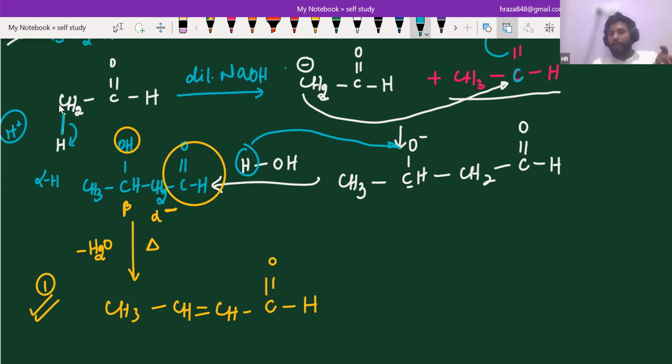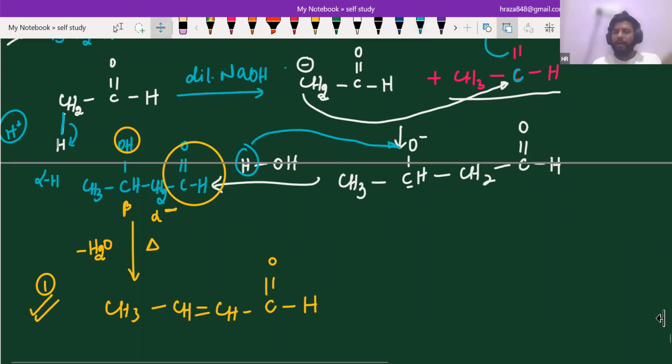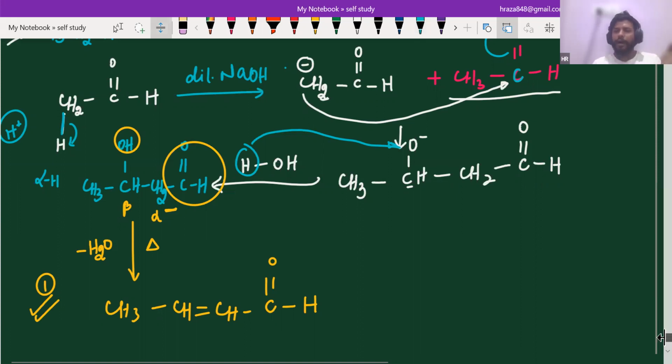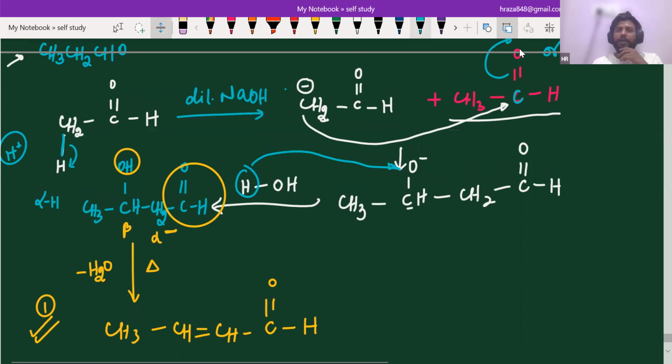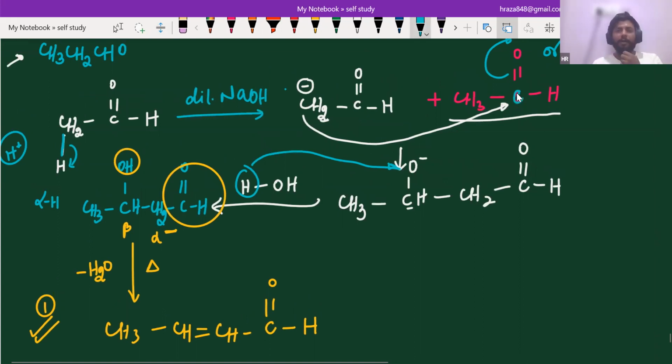So one of the electrons is of hydrogen and one of the electrons of its carbon, so it will have a negative charge. From another aldehyde, you are going to make an electrophile. And how is it possible? You can see oxygen is more electronegative, doubly bonded, so it will take an electron from this carbon, and it will have a positive charge.